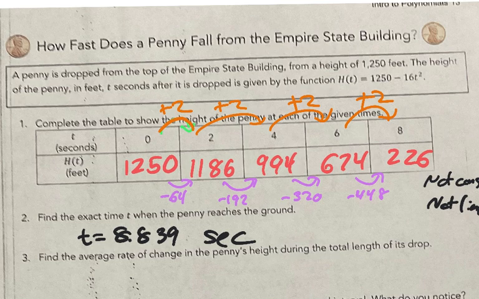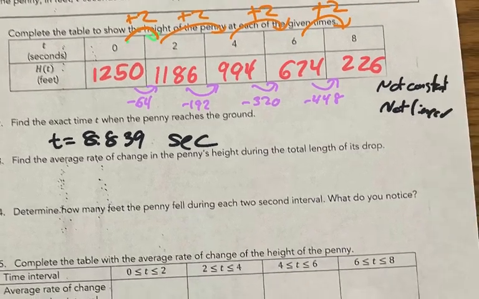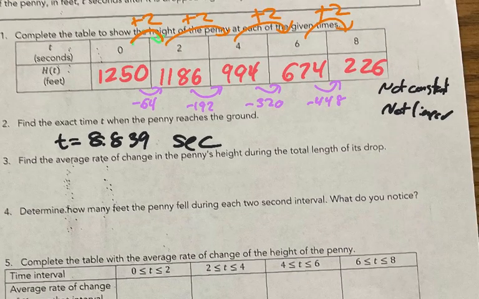3. Find the average rate of change in the penny's height for the total length of the drop. Y'all do that one yet? Hopefully y'all know how to do that. I hope. We've done it 3 days now. We've been doing average rate of change. When you see average rate of change, what do you think? Slope. You want the slope of the line for the entire drop.